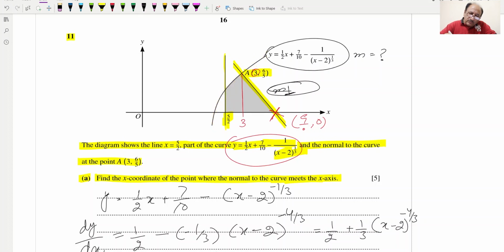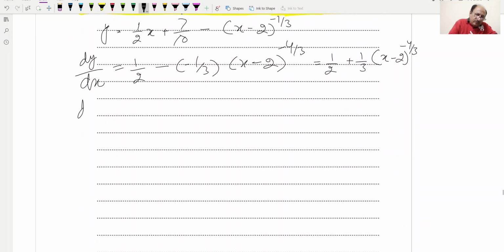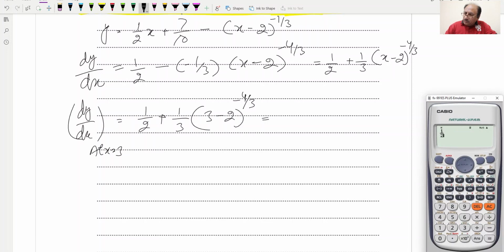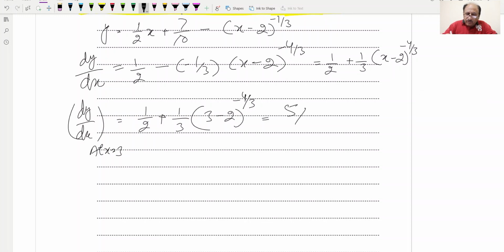Basically, the gradient at this point will be required, so we will replace x: dy by dx at x is equal to 3 will be equal to 1 by 2 plus 1 by 3 into (3 minus 2) raised to minus 4 over 3, and this will result to 1 by 3 plus 1 by 2 plus 1 by 3, and 1 over 2 plus 1 over 3 will be 5 by 6, and this will be the gradient of the curve at that point.